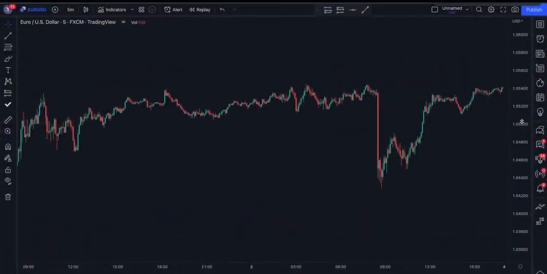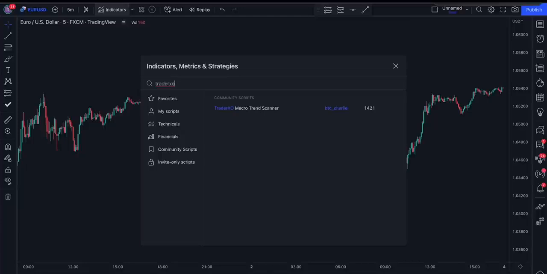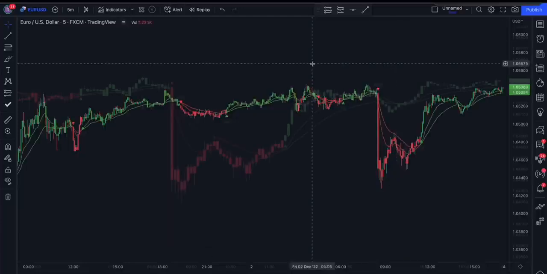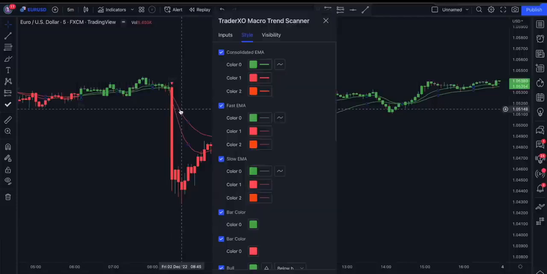Okay, now let's start with the first indicator, which is called the TraderXO Macro Trend Scanner. This indicator by BTC Charlie is a very simple 2-line cross indicator. It consists of 2 exponential moving averages, and whenever they cross each other, the indicator issues a signal to buy or to sell. As we all know, EMAs act as a good identification of trends.